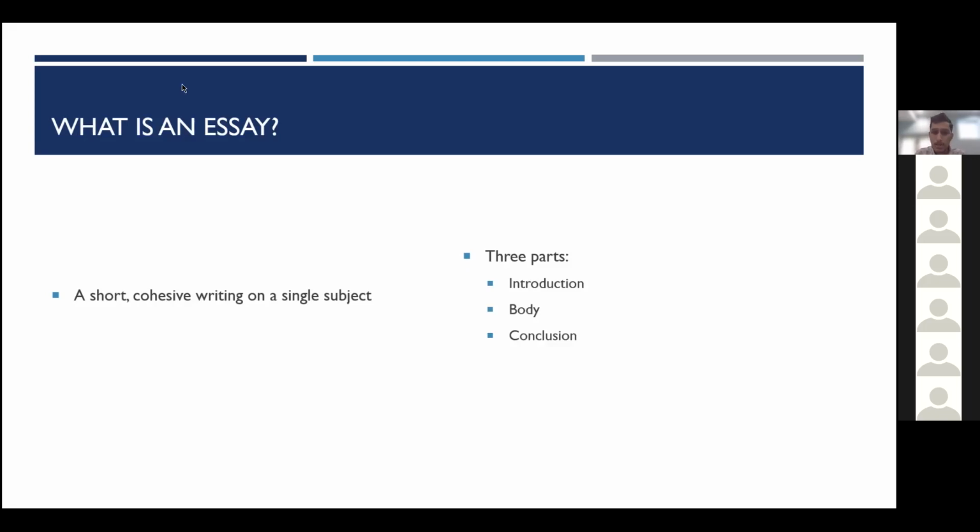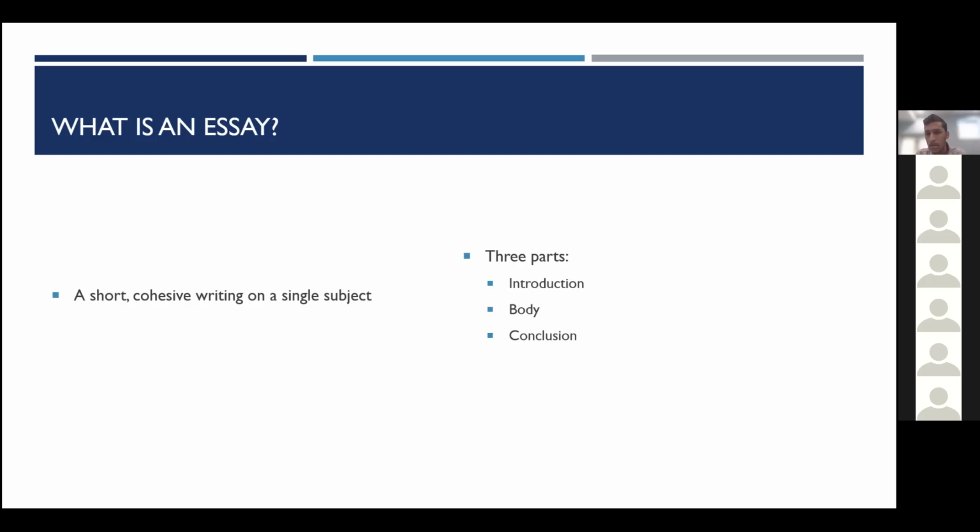And an essay is a short, cohesive writing on a single subject. Cohesive means that it all sticks together. It all makes sense together, right? You're not writing about basketball and then switching to why you like something else. No, you're writing on a single topic that you were given, and you're answering that question, staying within that topic, and writing so that everything makes sense with each other.